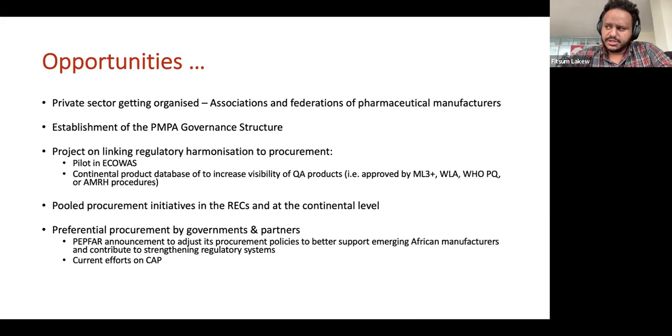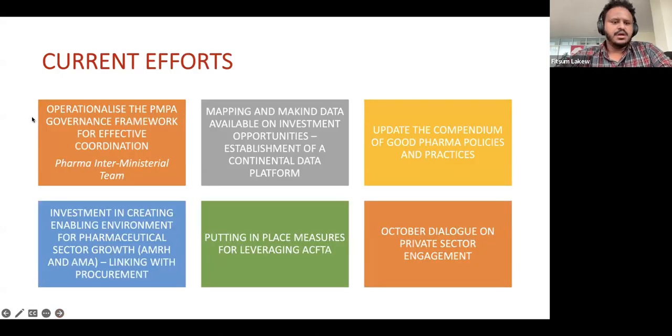Here it's also important to mention some of the good practices that have now been seen in some countries by PEPFAR and also Ministry of Health. So these are the current efforts that we see on the continent.